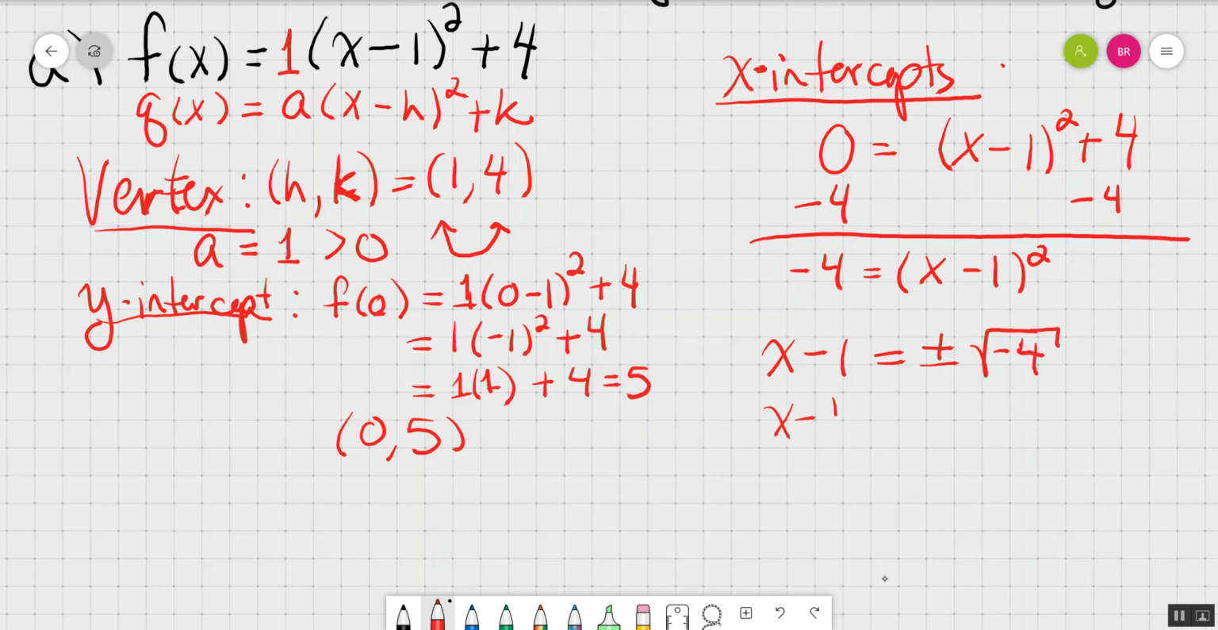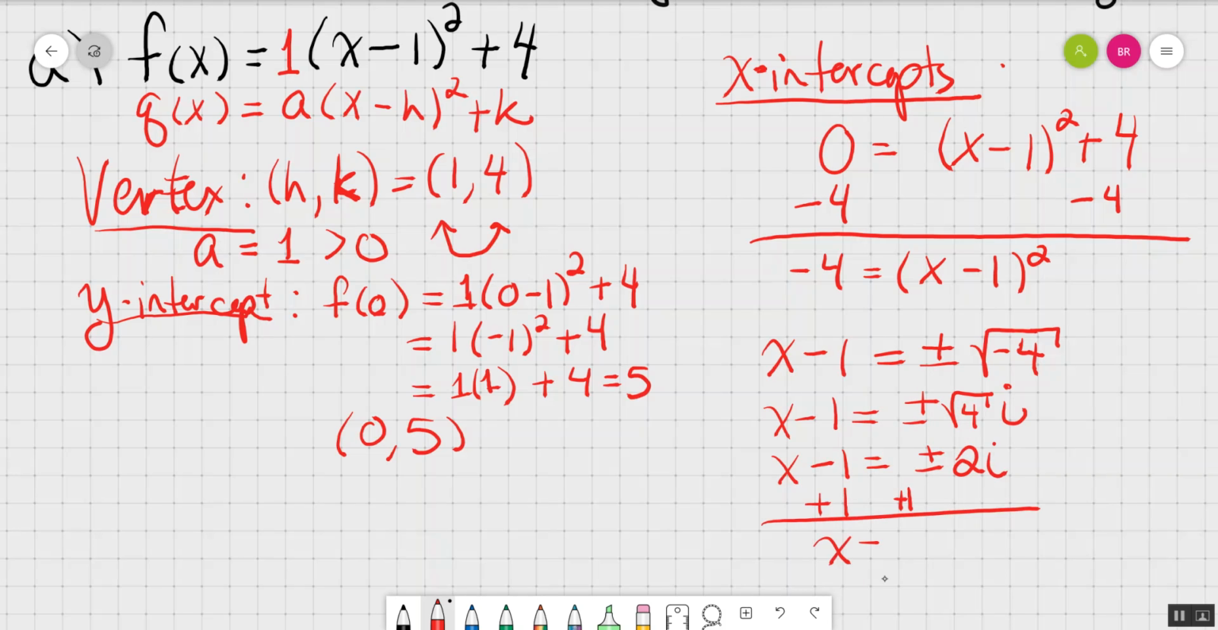Hopefully you remember when I do the square root of a negative, I rewrite it as the positive version of the root with an i. So this is going to be, and then the square root of 4 is 2. So this is plus or minus 2i. And then I'm just going to add my 1 over. So we get that x is 1 plus or minus 2i. So these are both going to be complex. This is going to have no real solutions.